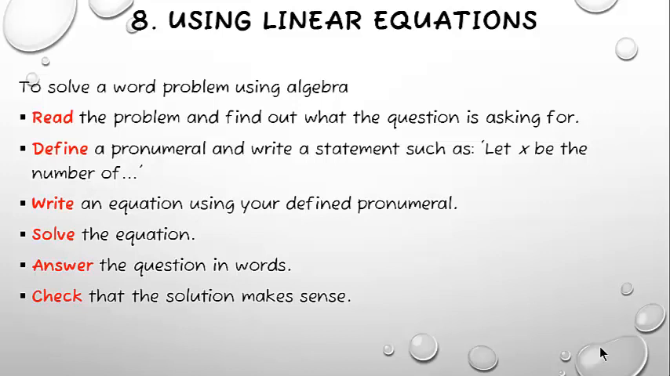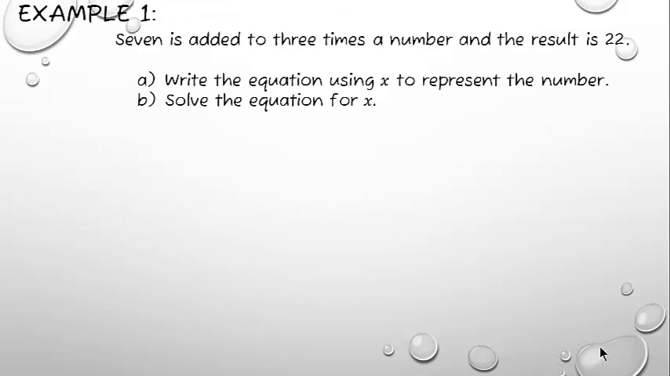Okay, looking at our first example. Example 1, 7 is added to 3 times the number and the result is 22. Okay, we need to write the equation using x to represent the number, so they're telling you which pronumeral to use, and solve the equation for x. So looking at section A, write an equation using x to represent the number.